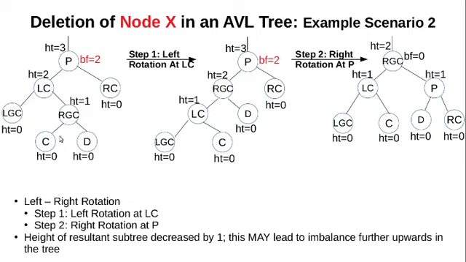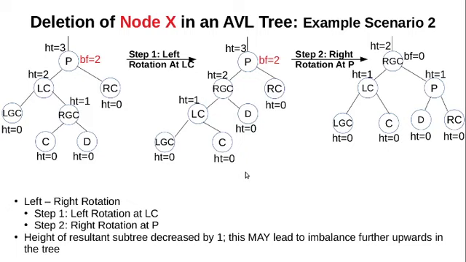In this case, the left subtree of RGC has only one node C. As per the BST property, value of C is greater than LC and less than RGC. So, it can be attached on the right of LC without violating the binary search tree property. The resultant tree is mentioned in the middle of the slide.